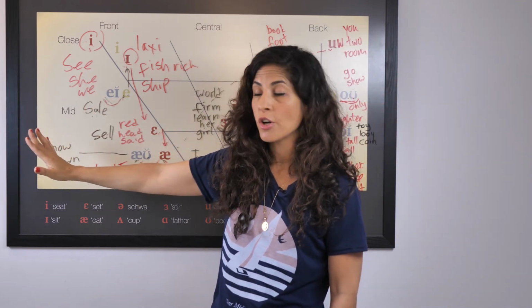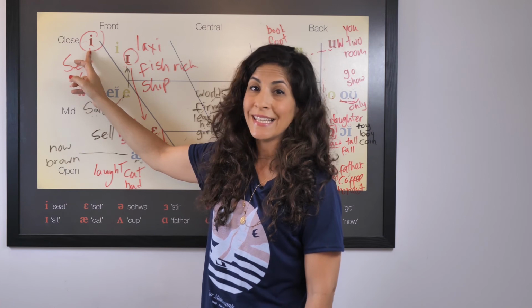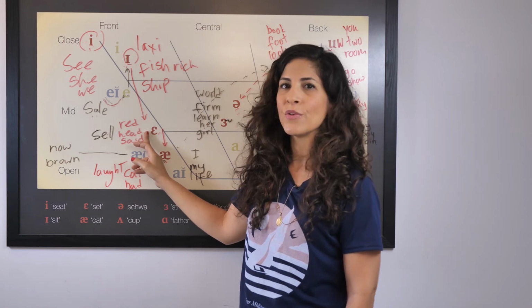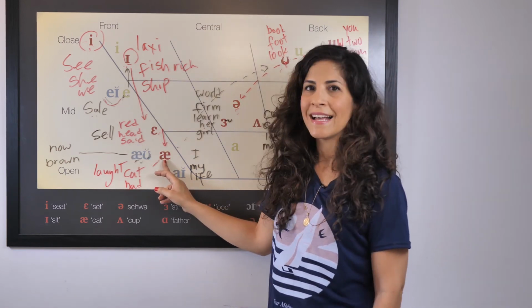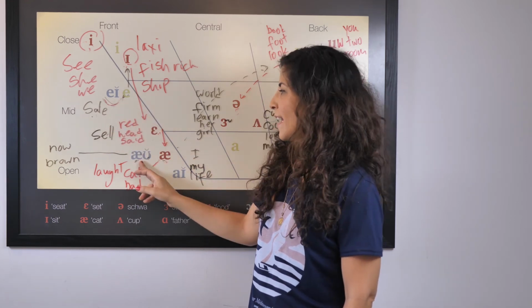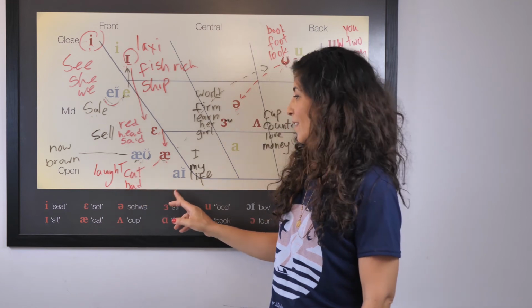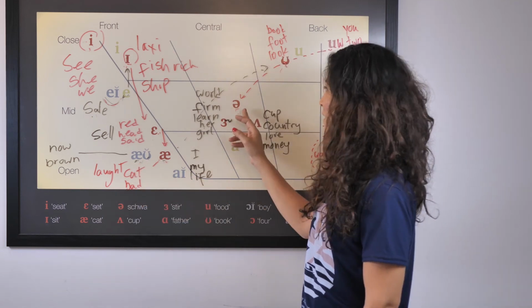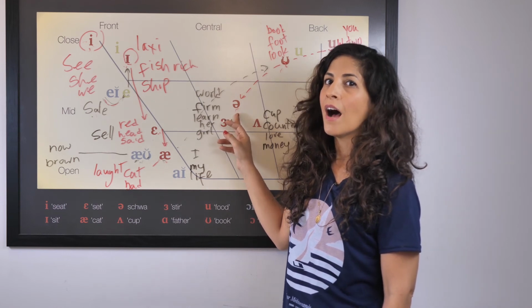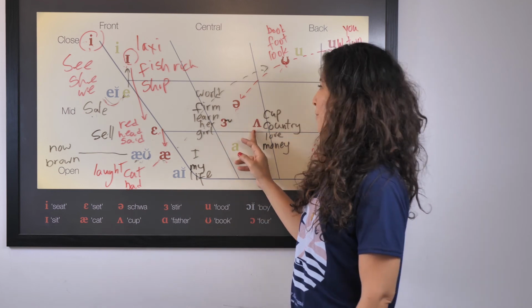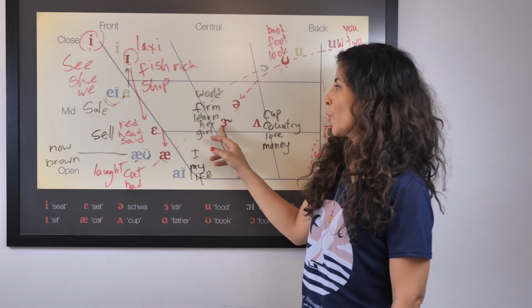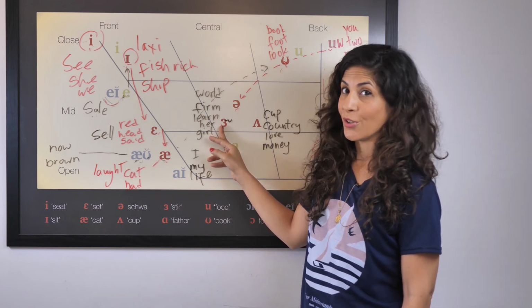Starting from the front part of the chart, let's begin. E as in seat, I as in sit, E as in red, A as in cat, A as in day, ow as in now, I as in my, and that is the schwa, as in around, o'clock, holiday, and then we have the uh as in cup, love, fun, country, as in stir, and girl.